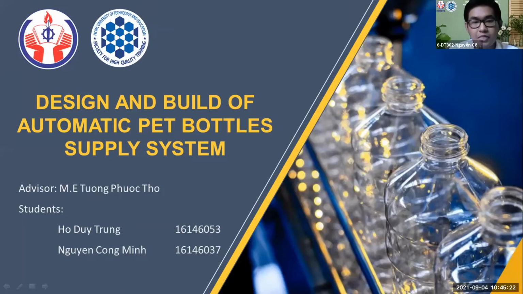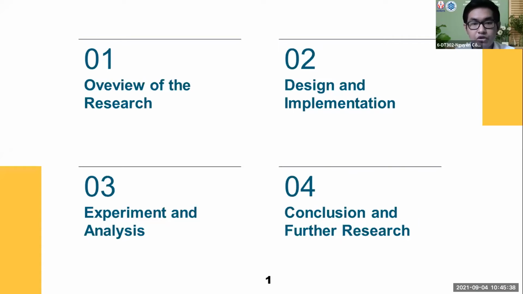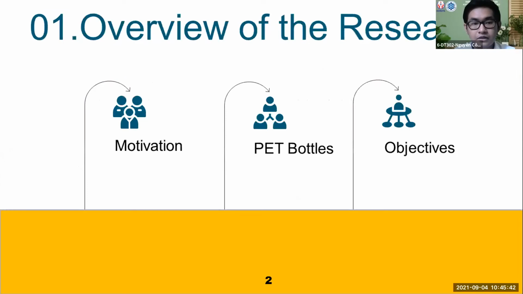Good noon, everyone. We are Group 6, and our project is Design and Build of Automatic PET Bottle Supply System. I am Nguyễn Công Minh, and my partner is Hồ Duy Trung. Our advisor is Mr. Tưởng Phước Thọ. So in our project, we have separated it into 4 sections. The first one is the overview of the project.